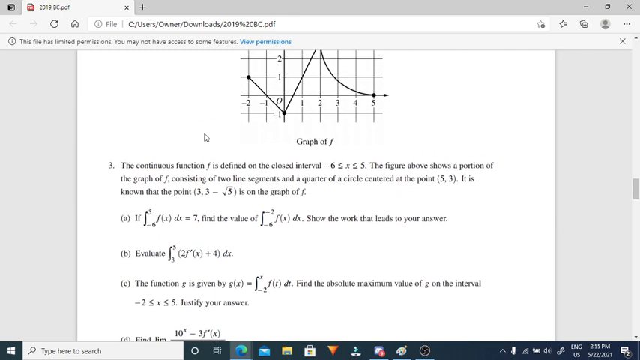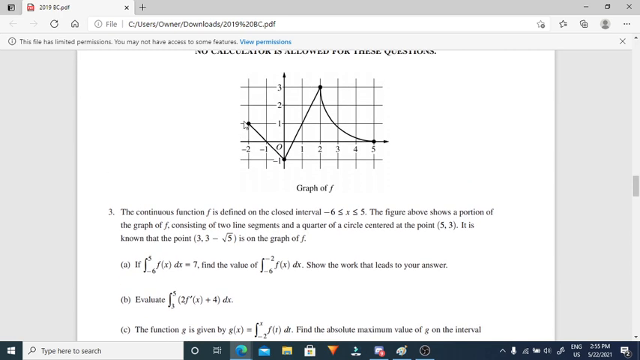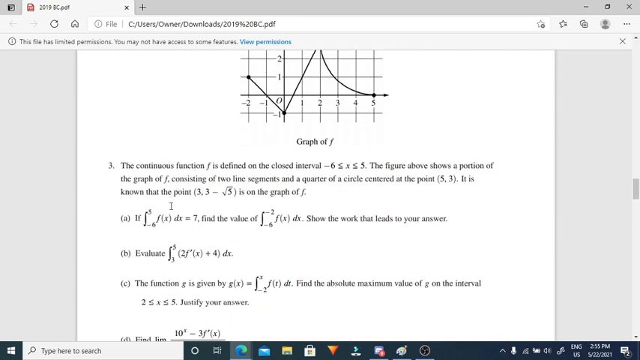The continuous function f is defined on the closed interval -6 less than or equal to x less than or equal to 5. The figure above shows a portion of the graph of f consisting of 2 line segments and a quarter of a circle centered at the point (5,3). It is noted the point (3, 3 minus root 5) is on the graph of f. If the integral from -6 to 5 of f of x dx equals 7, find the value of the integral from -6 to -2 of f of x dx.